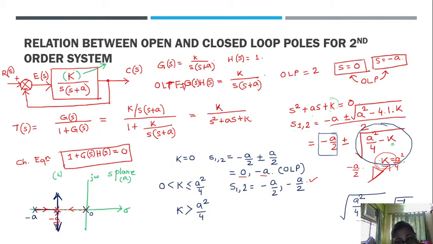Yes, ma'am. Okay. So what we can conclude is that if we change the DC gain value, the closed loop pole positions will vary, and in this way the closed loop poles will trace a path. That path is known as the closed loop pole locus, or root locus. So this is basically the root locus.